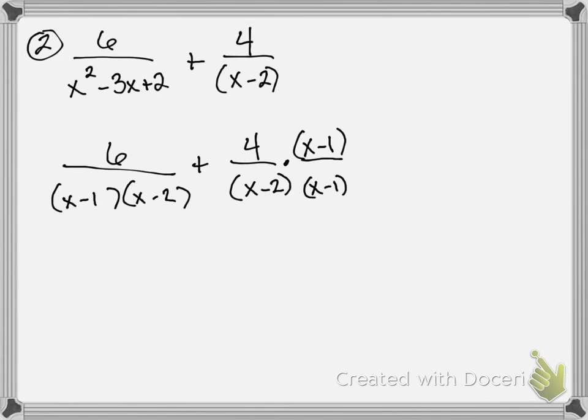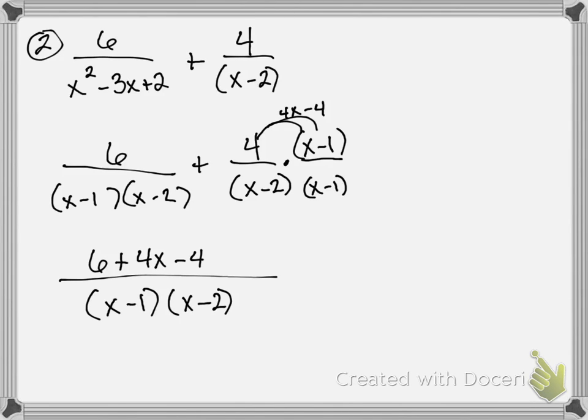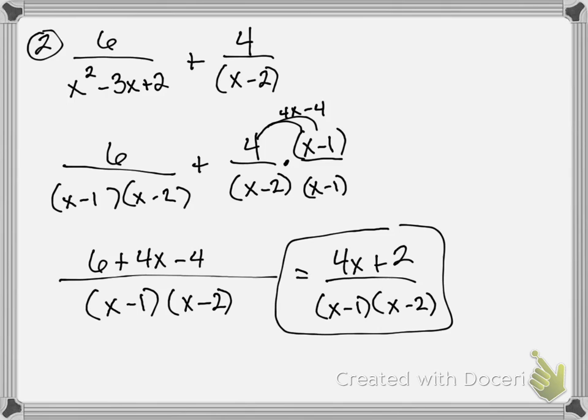Do we see a pattern starting to emerge every single time on these? We should. So what's that give me here? 4x minus 4. So this turns into 6 plus 4x minus 4, and you can go ahead and simplify that if you wanted to, all over x minus 1, x minus 2. So what does the top go to be? 4x minus 2, over x minus 1, x minus 2.